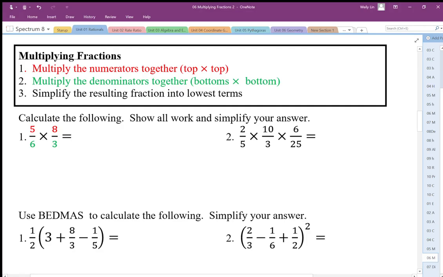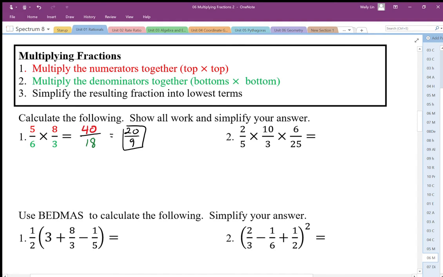with top times top. So I get 5 times 8, which is 40. And on the bottom, I'm going to have 6 times 3, which is 18. And that simplifies with a common factor of 2. So 20 over 9 is a simplified fraction.